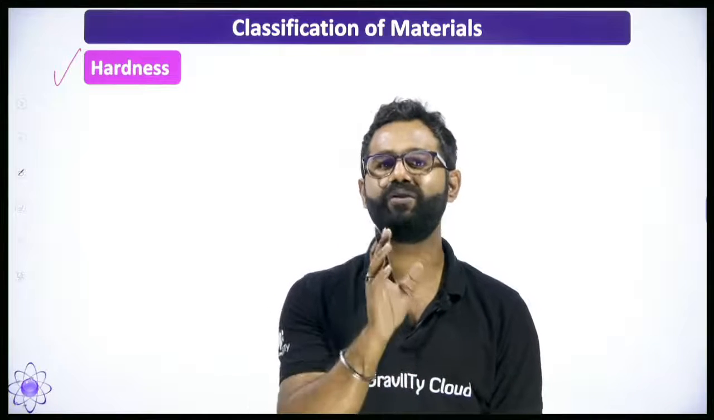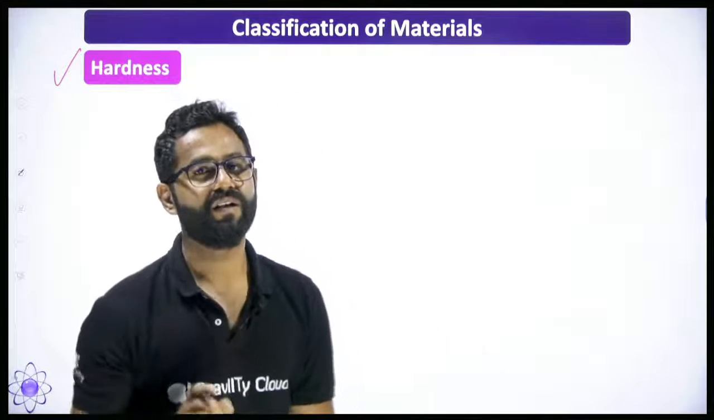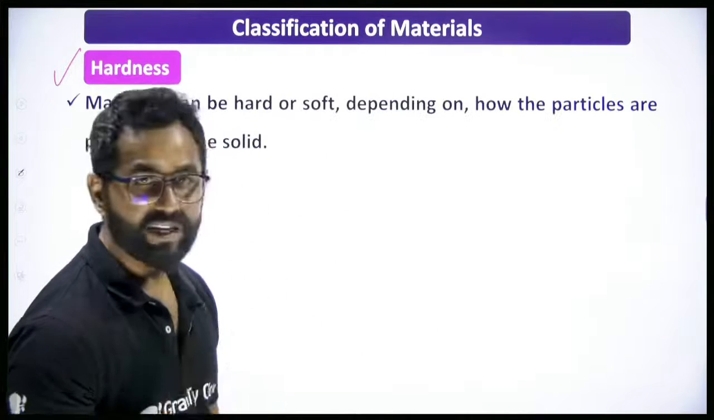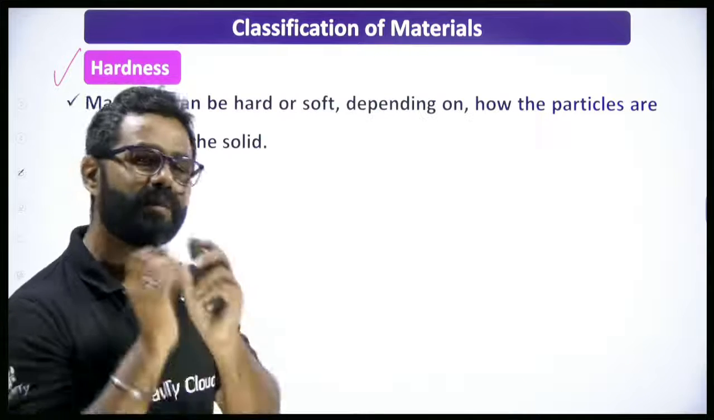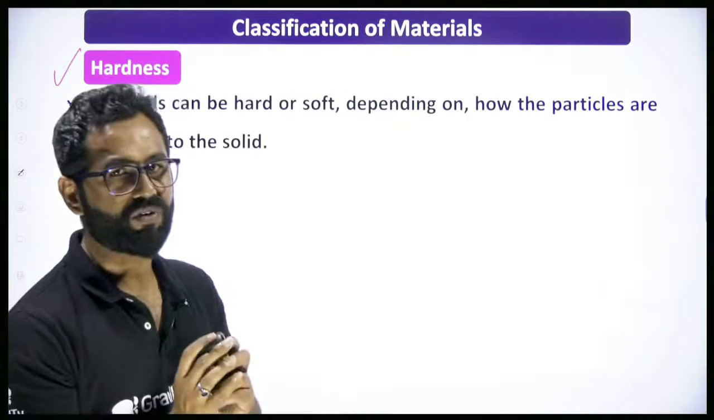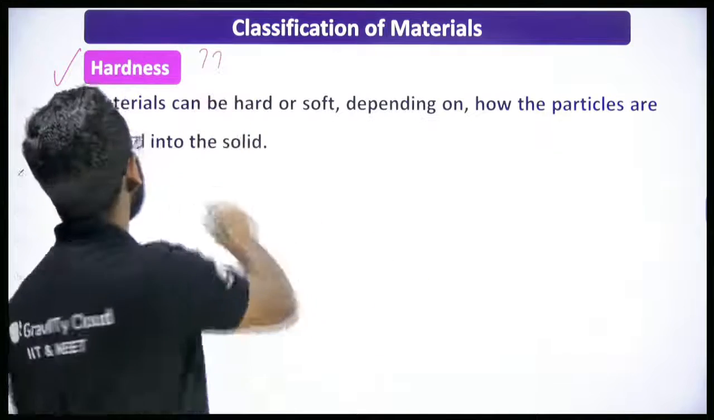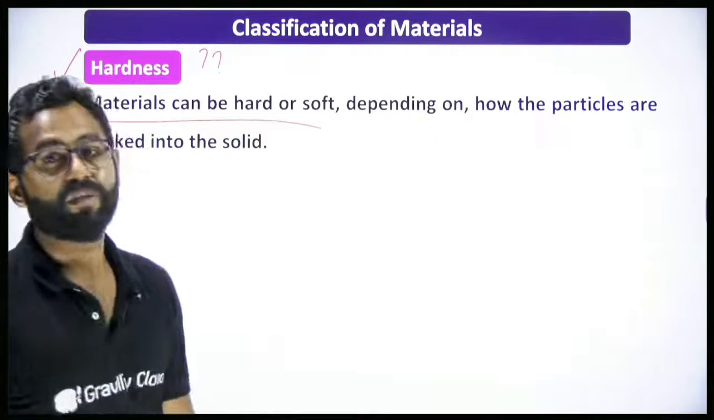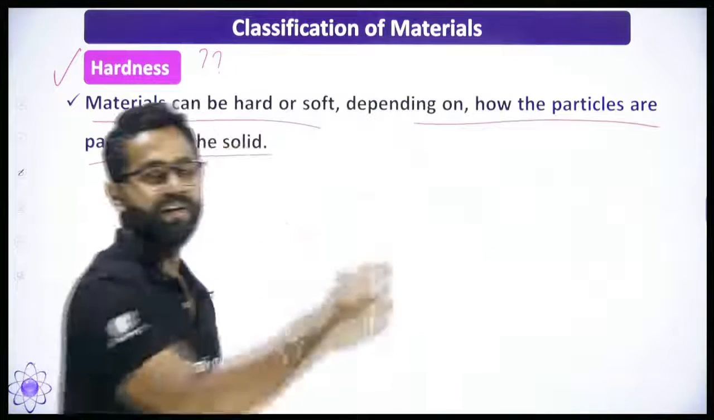So the hardness of materials depends from material to material. Simple. Some materials available in nature are very hard, some are soft. So why are the materials hard? That is important to understand, right? Why are the materials hard? Materials can be hard or soft depending upon how the particles are packed into the solid.